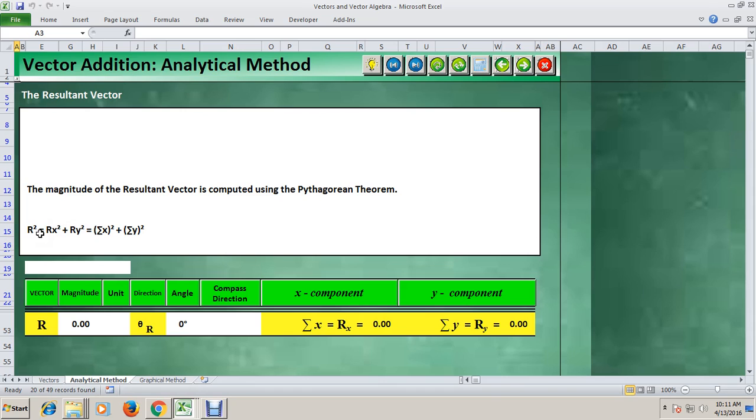Now, of course, what is meant by this equation is that the sum of x is your r sub x, and the sum of y is your r sub y.